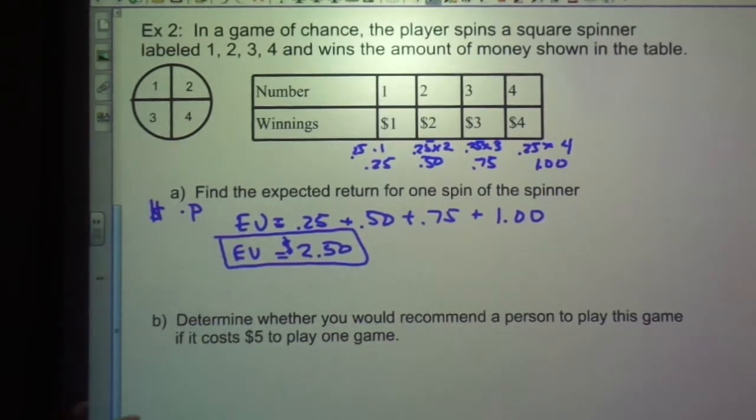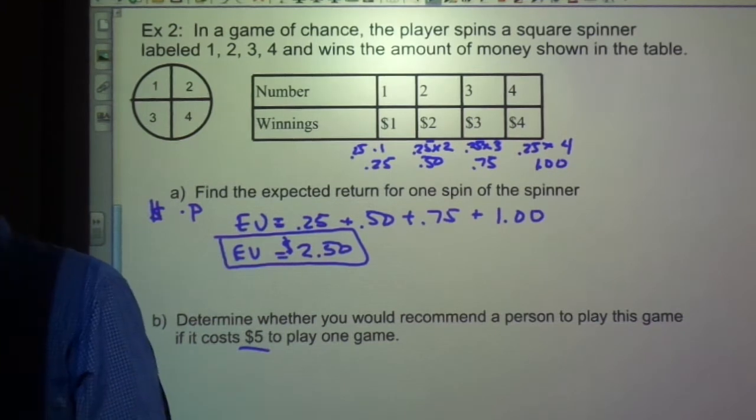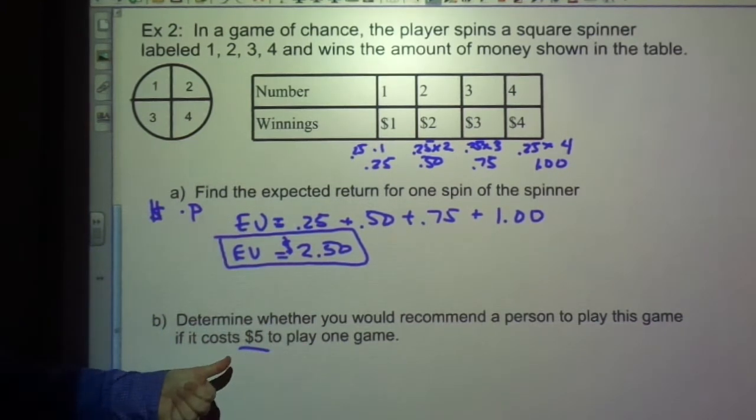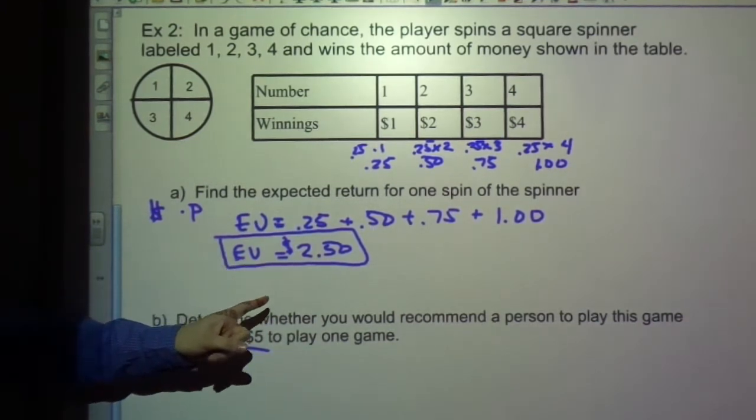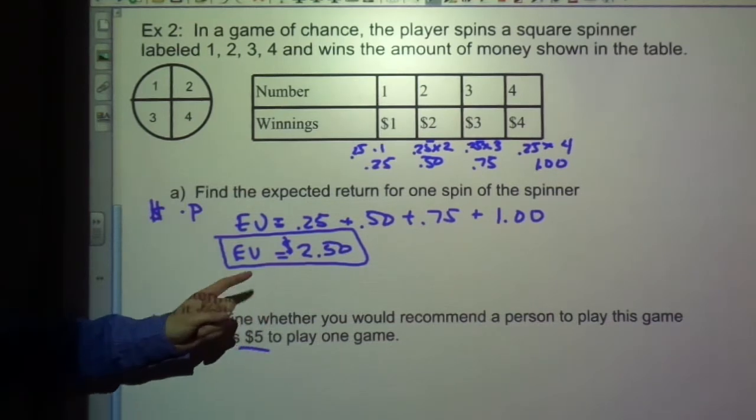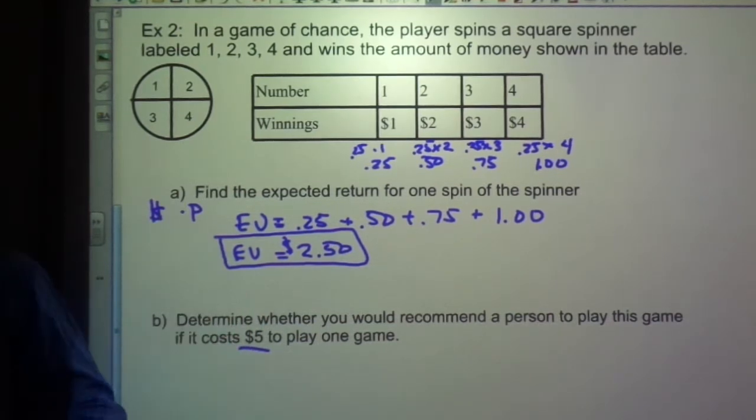So, should I play this game in a casino if it costs me $5 to play? Step on up, play $5, spin the spinner, you win the money, come on up. How many times do you spin it? Well, in this game, this is my long-term average expected winnings. I'm only going to get to spin once, and they're going to give me money.